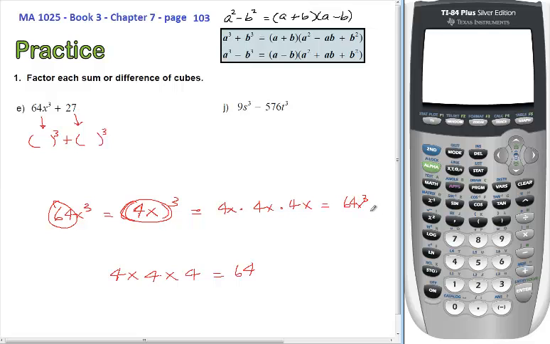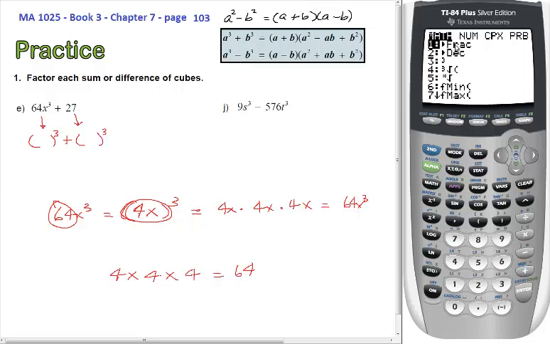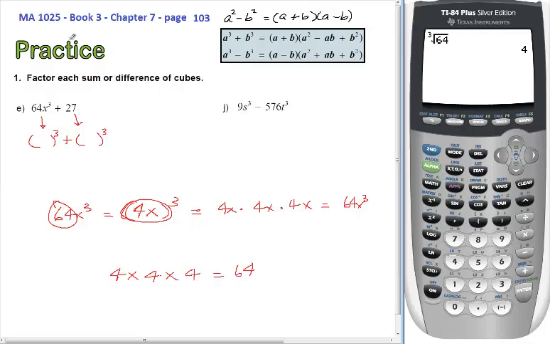Now, if you have difficulty with a number and you're not sure what the cube root is, you can do that on your calculator. So let's jump over to the calculator. Under math, you will see the fourth button down is the cube root of something. So I want the cube root of that number so I can write it as a perfect cube, and you'll see you get 4. So you can use the calculator to help you find those numbers.